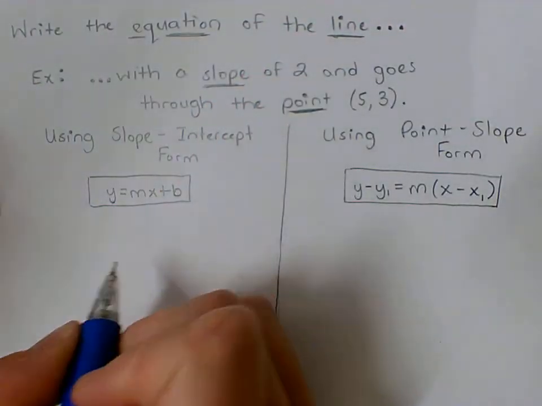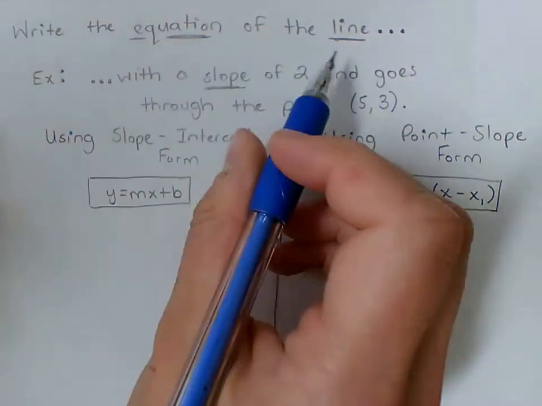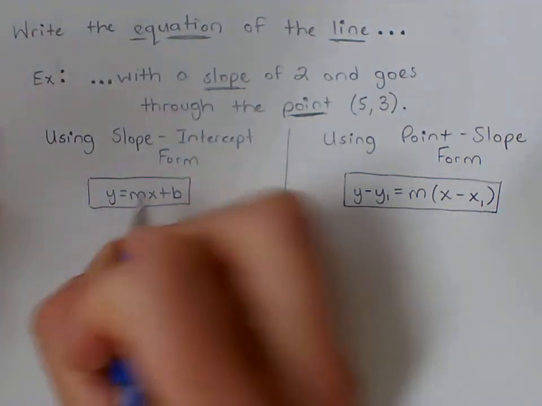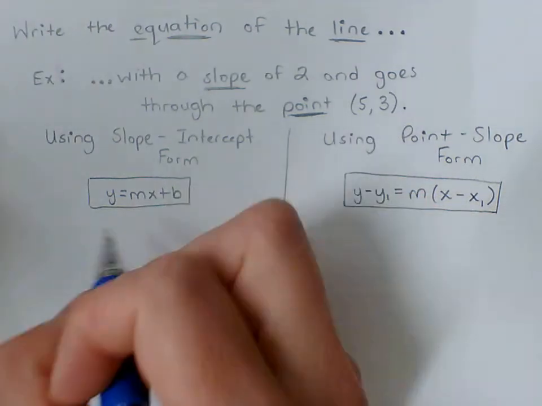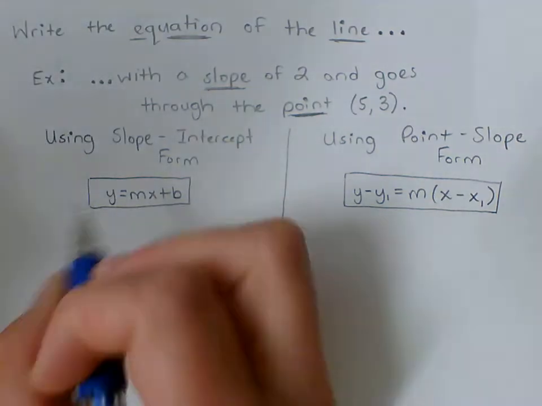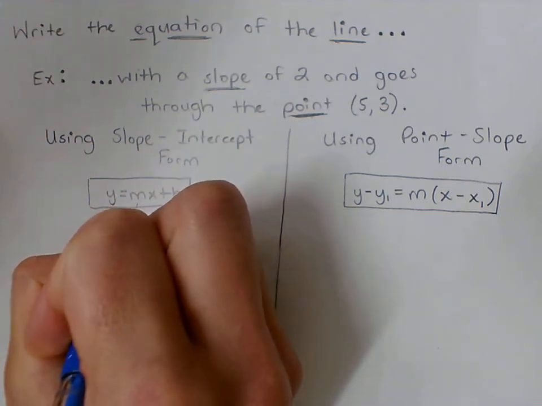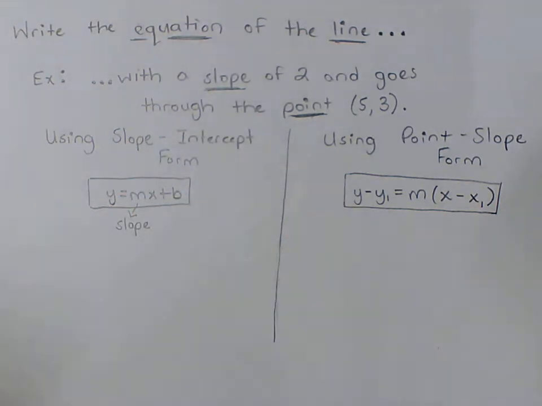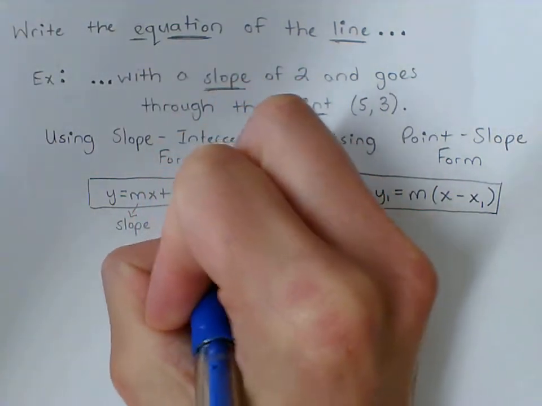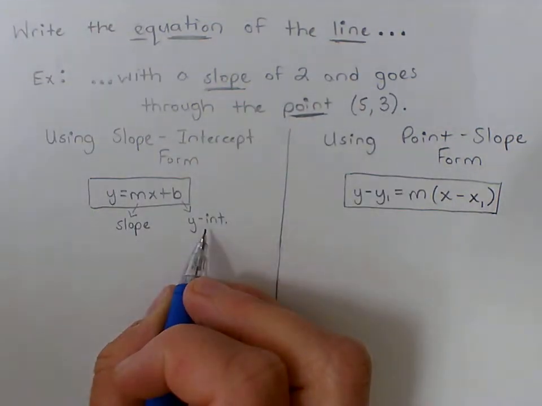We're going to start with how to use slope-intercept form to write the equation of the line. Like I said, you need the slope and a point that it goes through, and then you'll be able to plug them in here to find the rest of your information. Remember, in slope-intercept form, the m, the number in front of the x, is your slope. And your b is your y-intercept. In the other problems we've done so far, you were able to find this information directly.